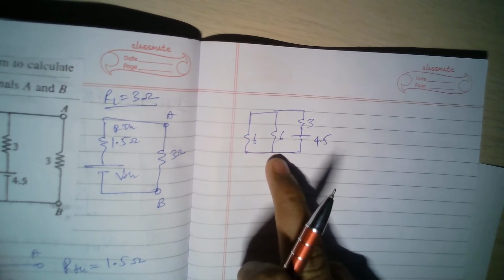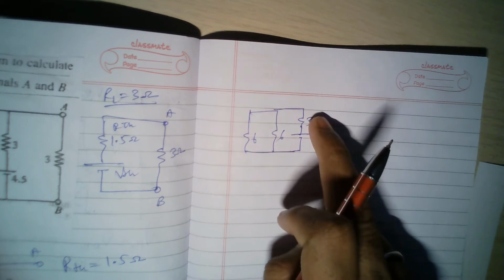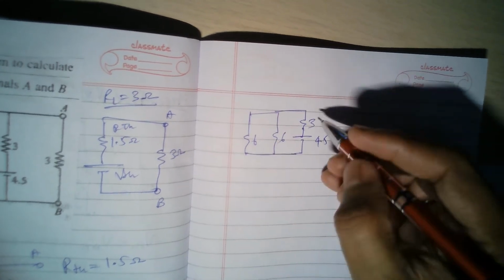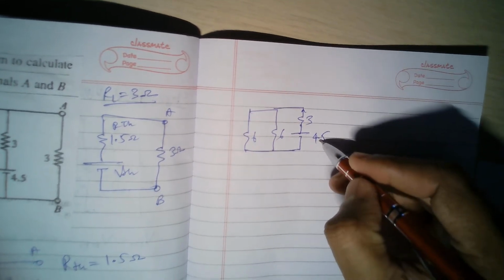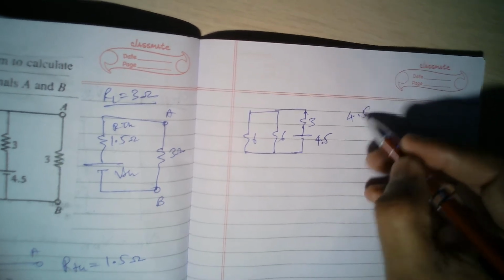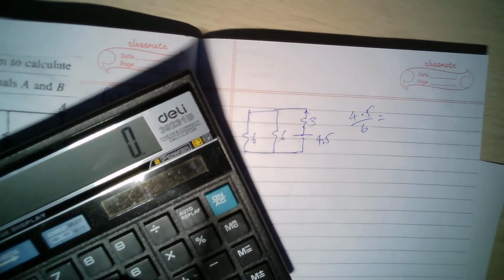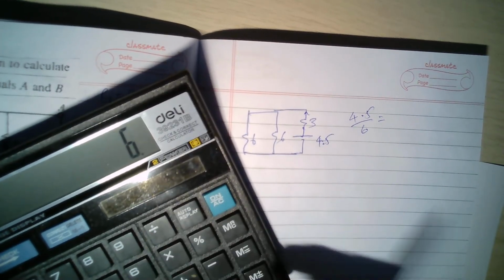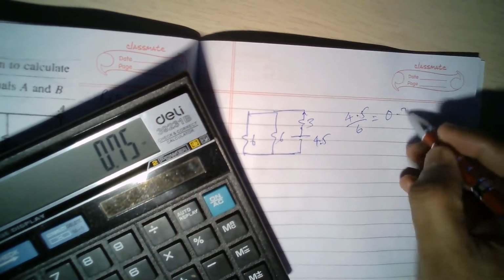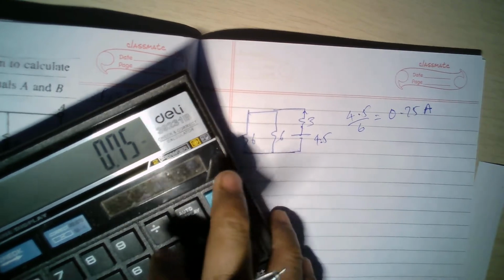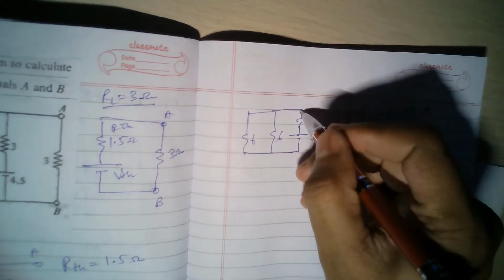Now 6 parallel 6 is 3. 3 series 3 is again 6. So the current here will be 4.5 divided by 6. So that will be the current. 4.5 divided by 6 is 0.75 amperes. Okay. So this current will be going upwards.